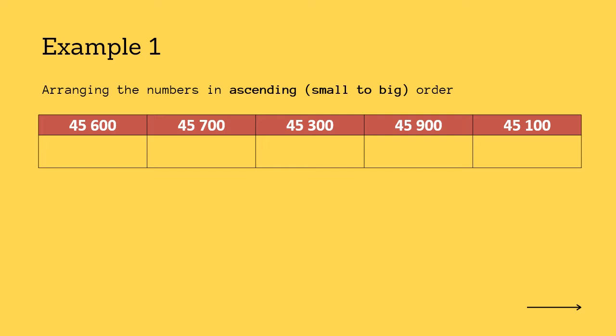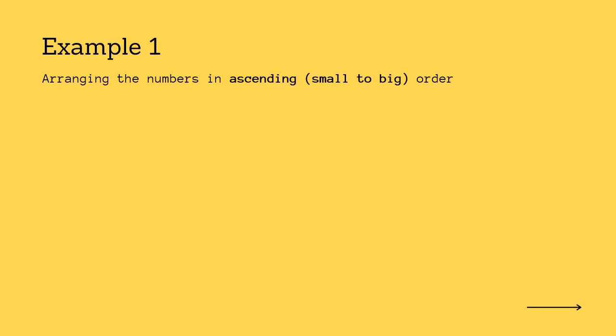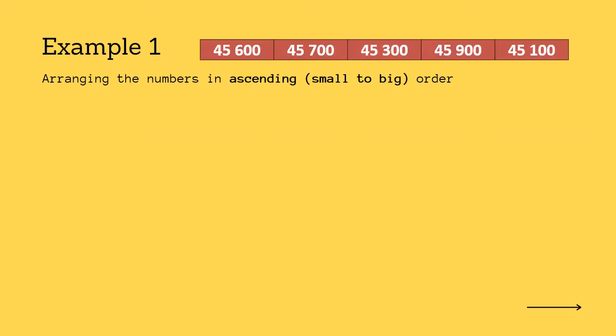Example 1. Arrange the numbers in ascending from small to big order. So the numbers are, there are 1, 2, 3, 4, 5. So we have 5 numbers. We're going to arrange these numbers from small to big. So let's start. So let's just rewrite the numbers up here as our reference.